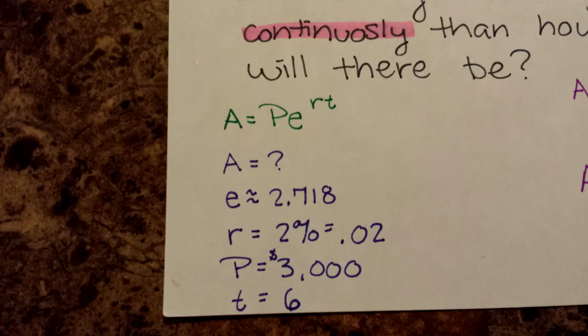Part 2. If Ashley's money gets compounded continuously, then how much money will there be? For this, you will be using the equation for continuous compounding, which is A equals P E to the power of RT. A is the number that you're looking for, E is about 2.718, which there is actually a button on your calculator that you will just have to type in instead of putting 2.718. R, the rate in decimal, is first 2%, which you will convert to a decimal and will give you 0.02. P is the principal amount, which is $3,000. T, the time in years, is 6.